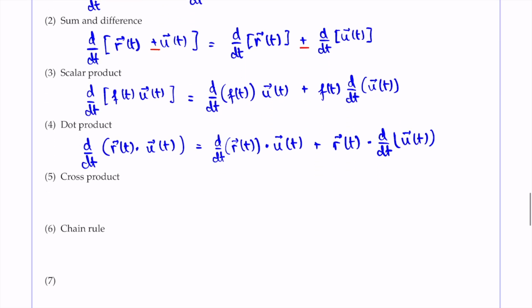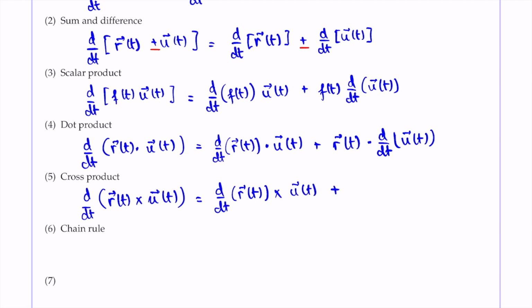For the cross product, we're going to again apply the product rule of derivative on the cross product. So the derivative of r of t crosses with u of t is equal to the derivative of r of t crosses with u of t plus r of t crosses with the derivative of u of t.